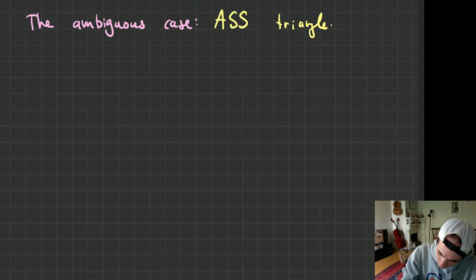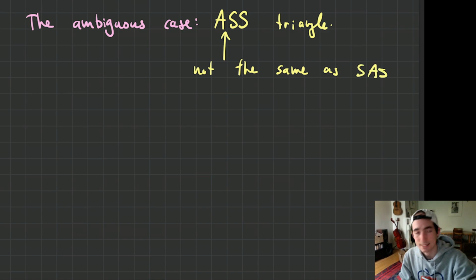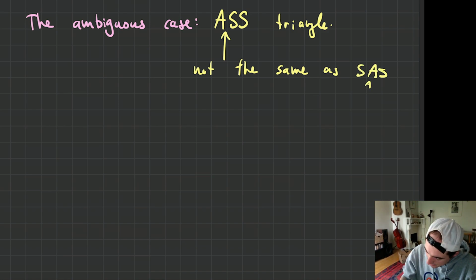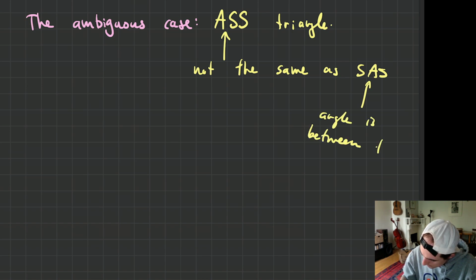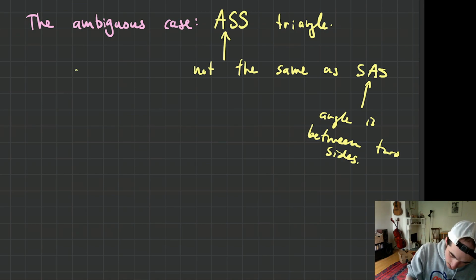So keep in mind, this is not the same as SAS. Here, I'll write it right here. Is not the same as SAS. SAS means that the angle is between 2 sides. So the angle that we know, the angle that we can measure, is between the 2 sides that we can measure. So SAS is going to look something like this. I know this side, I know this angle, and I know this side.